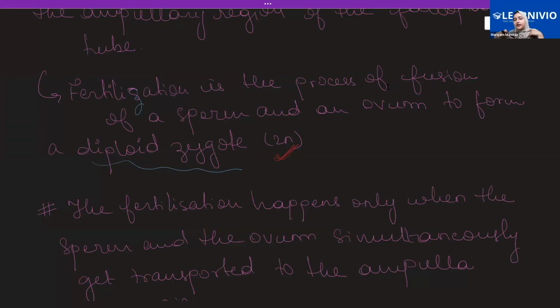Meaning the sperm has to reach the ampullary region while the egg is waiting there. That is why, for the people that are trying to conceive, they look at the dates. Like, okay, this is the date when the female ovulates. And then only they'll have sexual intercourse, in order to have the gametes simultaneously reach each other.